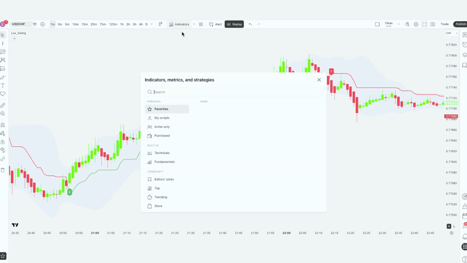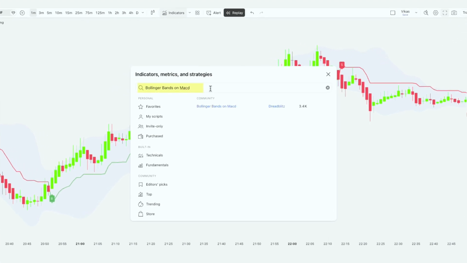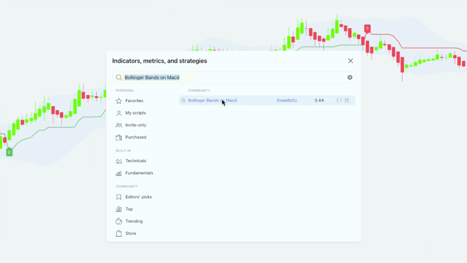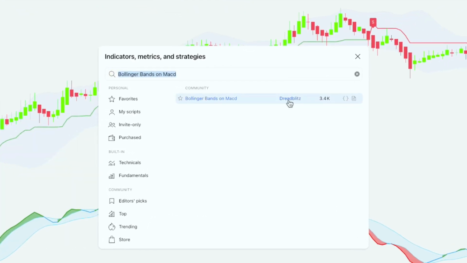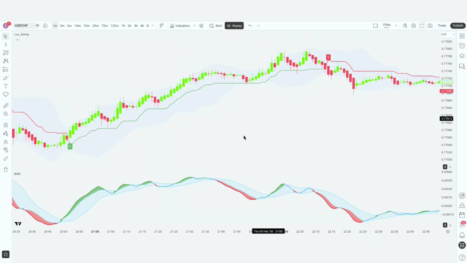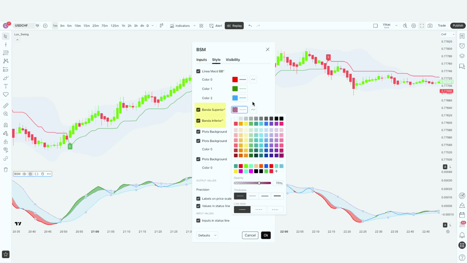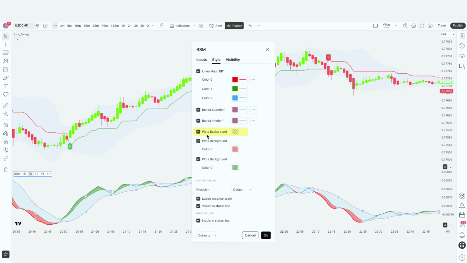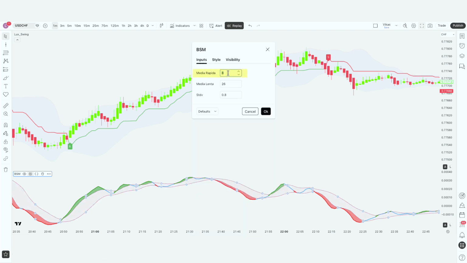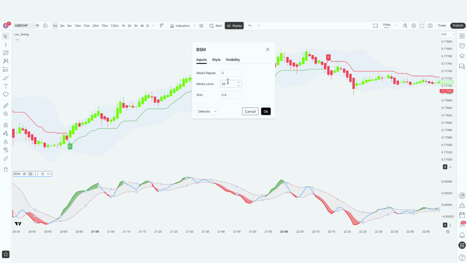Let's go to the Indicator Search tab, search Bollinger Bands on MACD, and select this one called Bollinger Bands on MACD, created by Dreadblitz. Now let's access the settings of this indicator so we can modify it to suit our strategy. We change the color of the upper and lower bands. We change the color of the plots background. After that, change the fast average to 8:3, and here everything is fine after that.